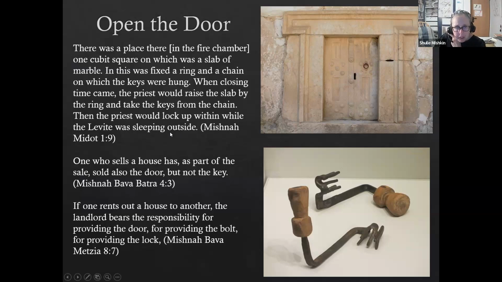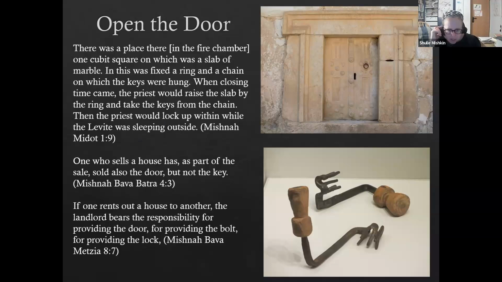In the Mishnah and Midot, we hear about the key ring and how the head of the Beit Av, of the group of Kohanim that would work that week, was in charge of the keys and in charge of locking up. Okay? There was a place, 1 cubit square, in which there was a slab of marble, and this was fixed a ring and a chain on which the keys were hung. When closing time came, the priest would raise the slab by the ring and take the keys from the chain, and he would lock up within while the Levite was sleeping outside, right? We know in the Mikdash there are guards, there are shomrim, right? God doesn't need guards, but it's kavod for the king that you have guards all the time, and so things are locked, and there are guards who are patrolling around.